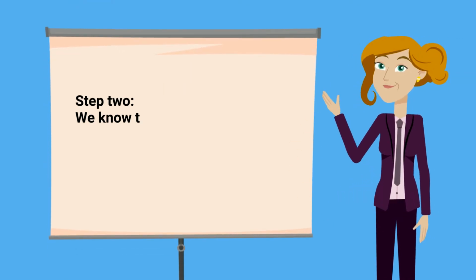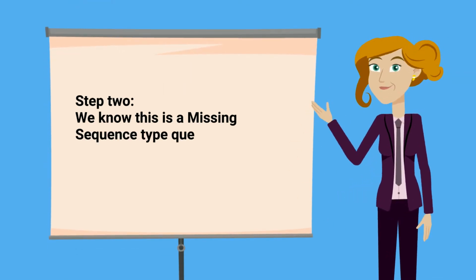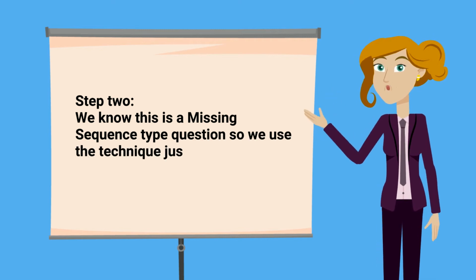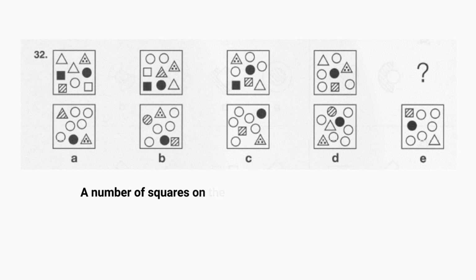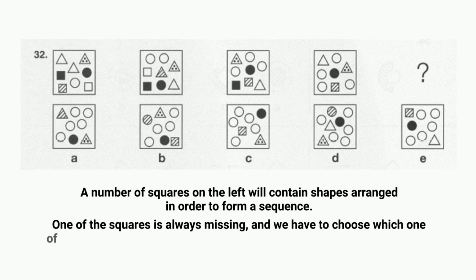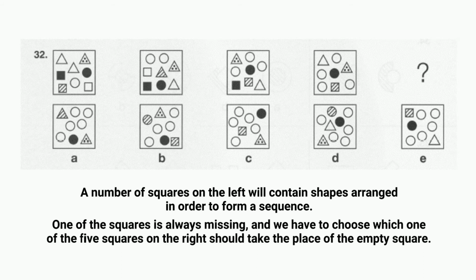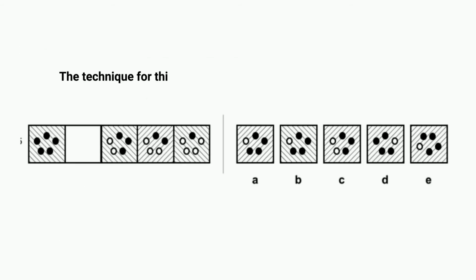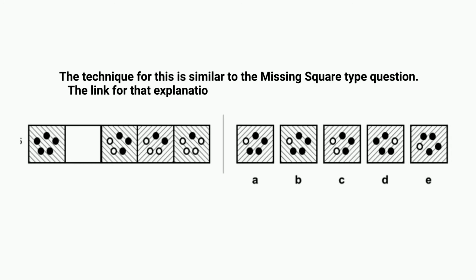Step 2. We know this is a missing sequence type question, so we use the technique just for this type. A number of squares on the left will contain shapes arranged in order to form a sequence. One of the squares is always missing, and we have to choose which one of the 5 squares on the right should take the place of the empty square. The technique for this is similar to the missing square type question. The link for that explanation can be seen in the description below.